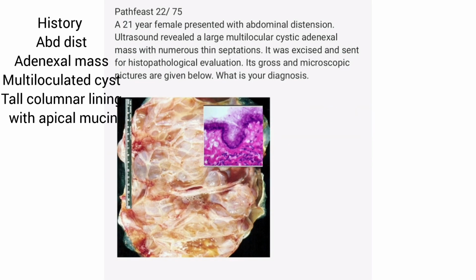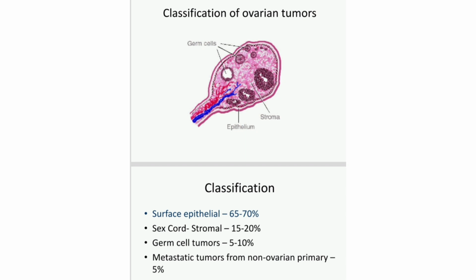Welcome to day 22. Today's question was a young female with abdominal distension and an adnexal mass. Gross picture showed a multiloculated cyst and the microscopic picture showed a mucinous lining. So it is mucinous cystadenoma.